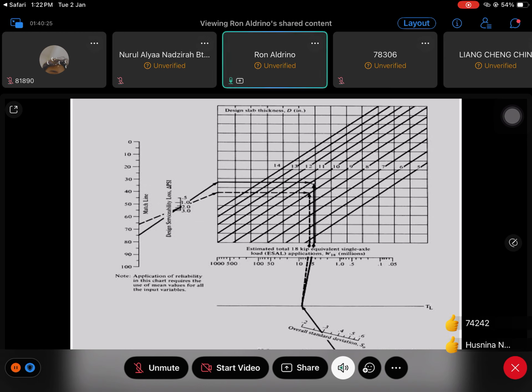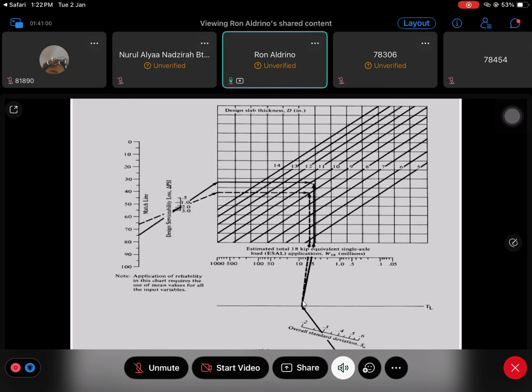Yeah. So again, I just want to remind you again, from this segment 2, okay, first you start with the match line. From segment 1, you start the match line and draw across the design serviceability loss, okay, your delta PSI. So you draw across, you stop your point here, okay. The next step in this segment 2 is after you start from the match line, you start from the reliability first. Okay, you start from reliability.